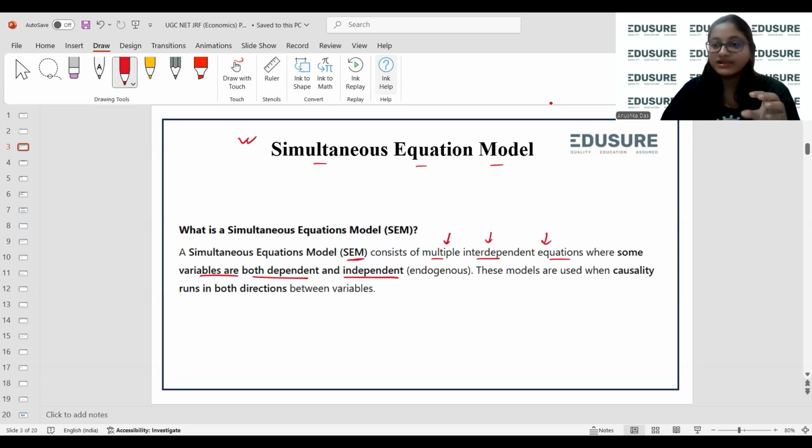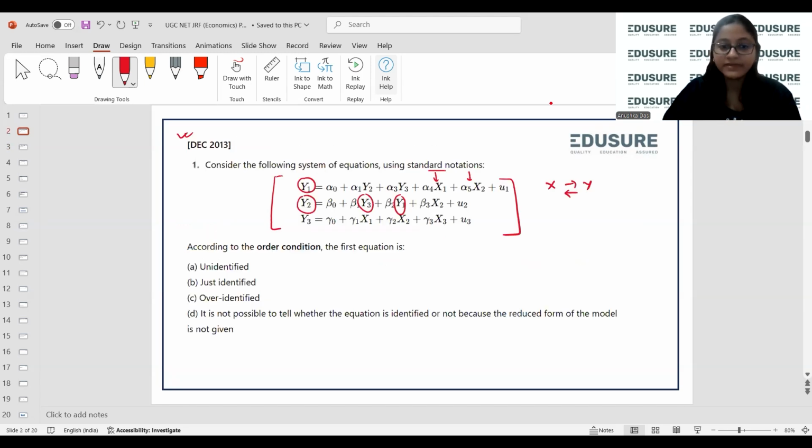So one variable that is endogenous for one equation can be exogenous for another equation, right? See here, for example, take the variable y1. What do you think? In the first equation, y1 is what? Endogenous or exogenous? Only if you look at the first equation, y1 is an endogenous variable because it is determined from within the system. That is why it is an endogenous variable for the first equation. But if you look at the second equation, see y1 comes here. So it basically means y1 then becomes an exogenous variable.